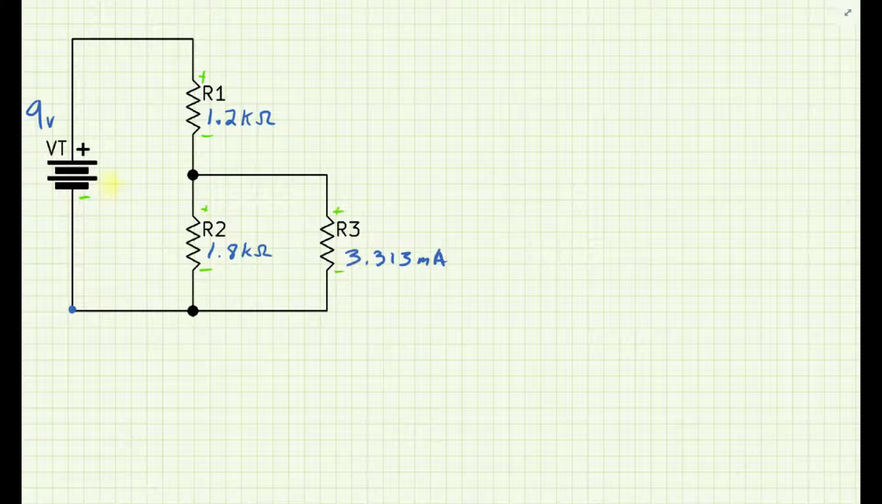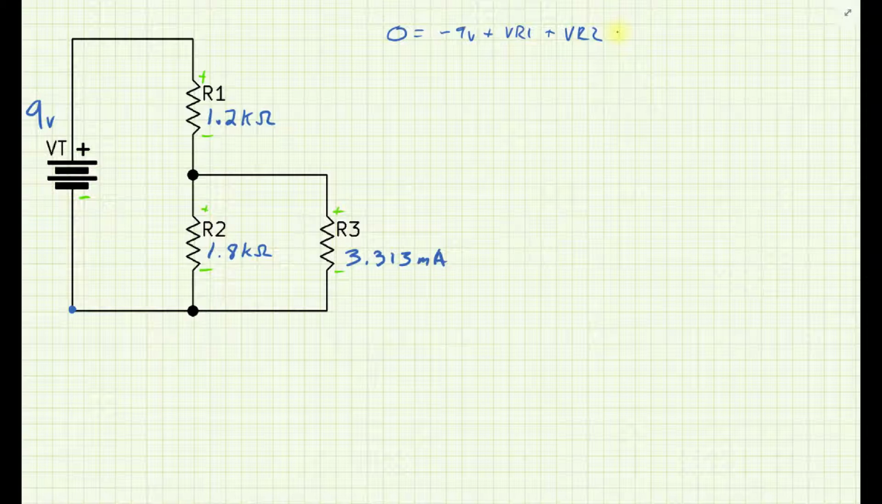Alright, so I'm just going to use this left-hand loop that includes the power supply. I'm just going to go ahead and start from the beginning. 0 equals minus 9 volts as I'm traveling up and around the loop in a clockwise fashion, plus VR1 plus VR2. I've identified that it really shouldn't make much difference if I use this one or the outside one, so I think it'll be fine. We'll just see how it goes.